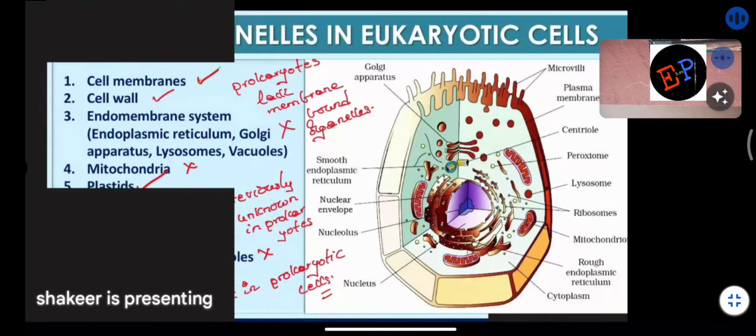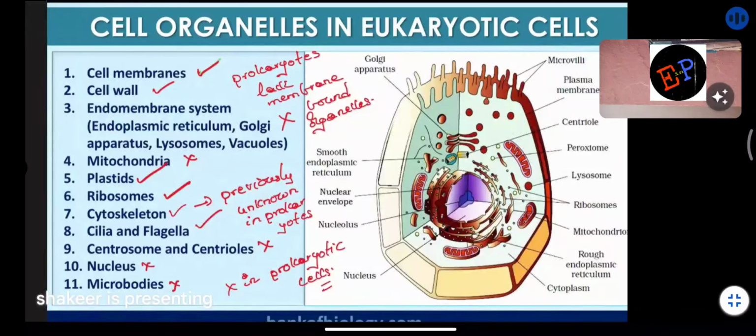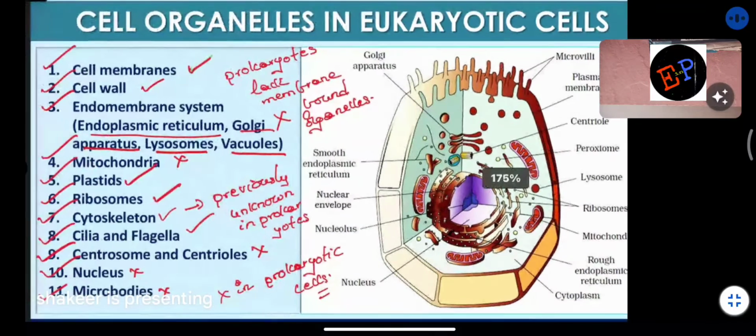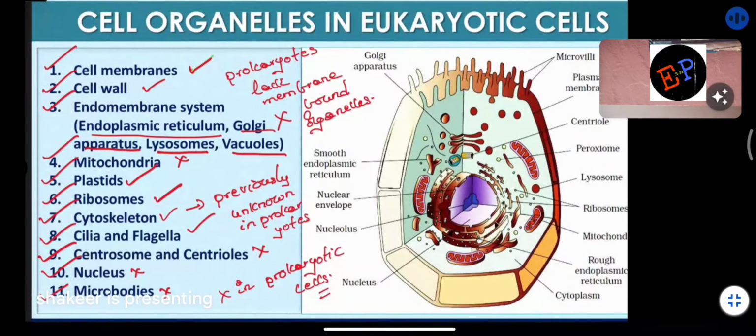Then we study the different organelles present in eukaryotic cells. They contain the cell membrane, cell wall, and the endomembrane system, which contains the endoplasmic reticulum, Golgi complex, lysosomes and vacuoles. Then mitochondria, plastids, ribosomes, cytoskeleton, cilia and flagella, centrosome and centrioles, nucleus and microbodies. These are the different organelles present in eukaryotic cells. Now the question is, out of them, which are present in prokaryotes and which in eukaryotes?